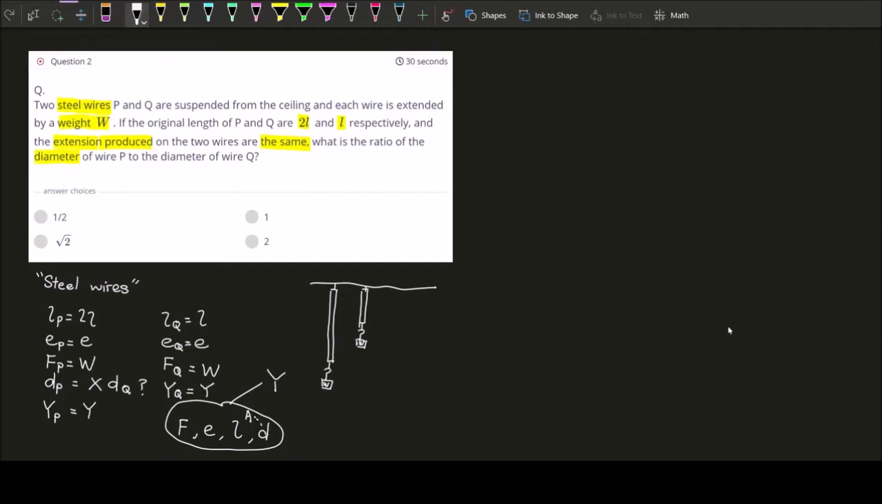So we have all the variables. It's time to just plug everything in. You know that Y of P is equal to Y of Q. Y is Young's modulus, so change it to stress over strain. Stress is F over A. Strain is E over L. Force divided by area is stress. Elongation divided by original length is strain. So you do it for Q as well.